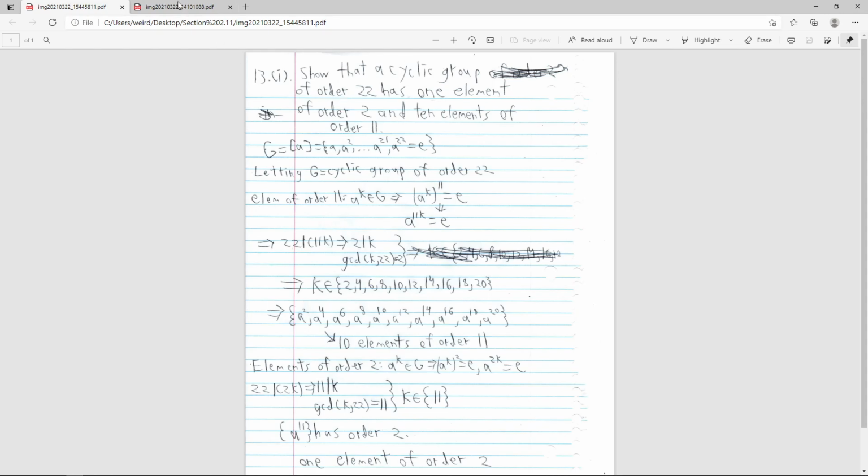13.1, show that. So we have 13 and 26 now to do. 13i, show that a cyclic group of order 22 has 1 element of order 2 and 10 elements of order 11. So G equals cyclic group A, which is equal to A, A squared, to A to the 22, which is equal to E. So that's a cyclic group of order 22. It has 1 element of order 2 and 10 elements of order 11. So letting G equal cyclic group of order 22, which we did.